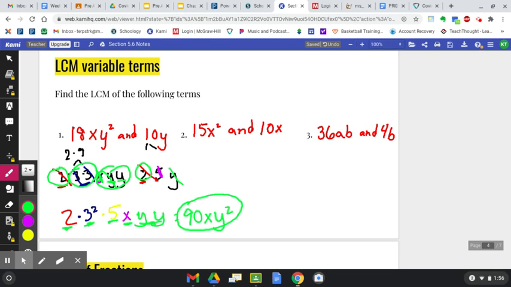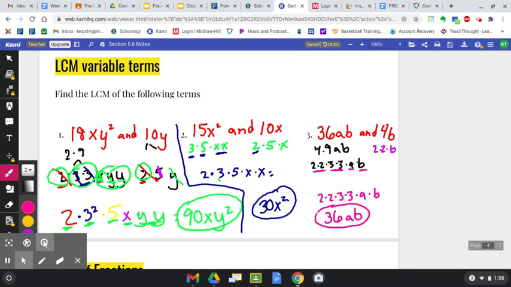All right. So I want you to take a minute and just see if you can practice that concept on number 2 and number 3. So pause here and see how you do. All right, let's see how you did there.